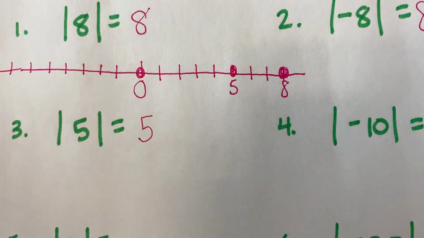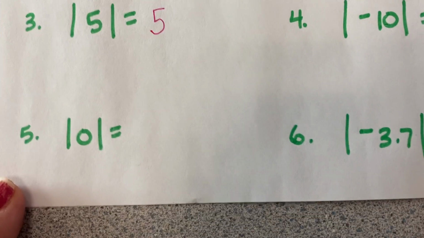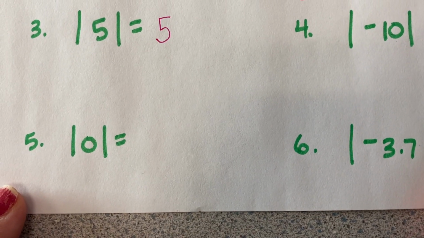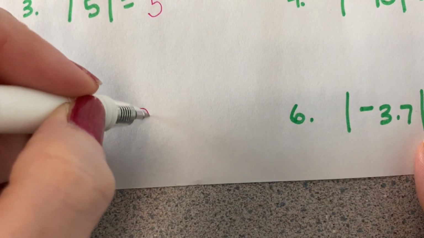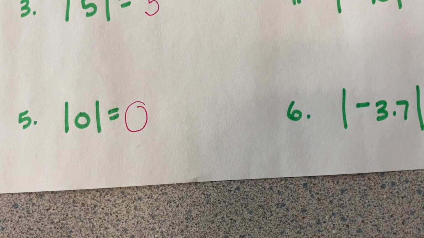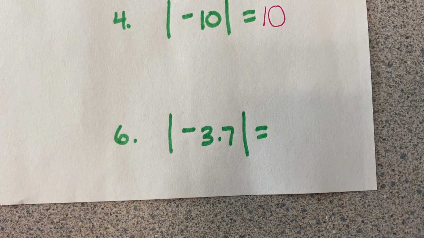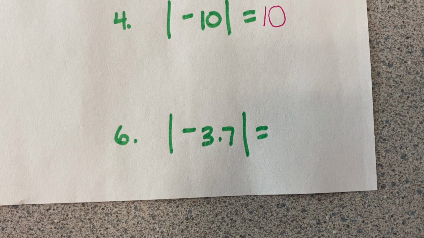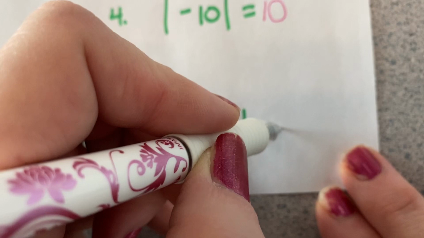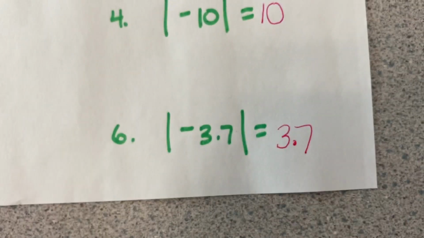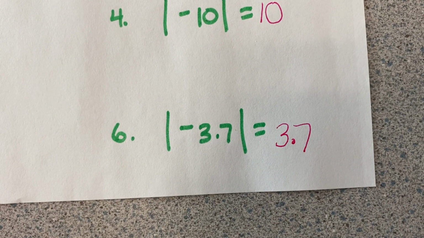Let's look at the next two. The absolute value of 0. How far away is 0 from itself? Well, that one's pretty easy. It's 0 units from itself. What about the absolute value of -3.7? How far away from 0 is that? Well, I hope you're thinking it's 3.7 units away. So that's all you do. So easy.